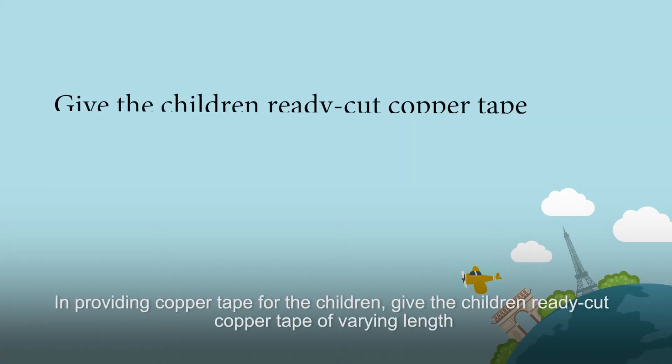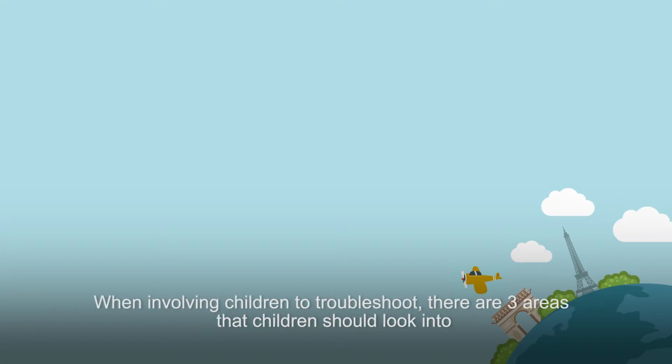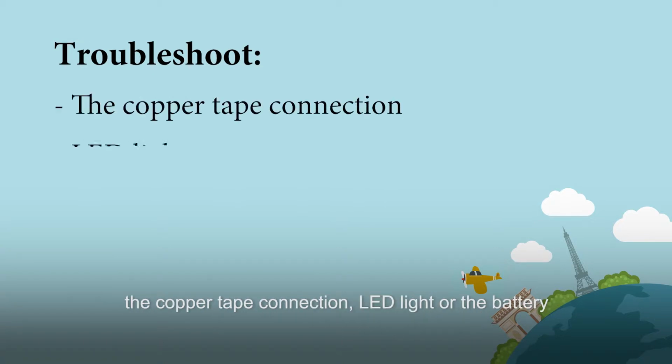In providing copper tape for the children, give the children ready-cut copper tape of varying length. When involving children to troubleshoot, there are 3 areas that children should look into: the copper tape connection, LED light, or the battery.